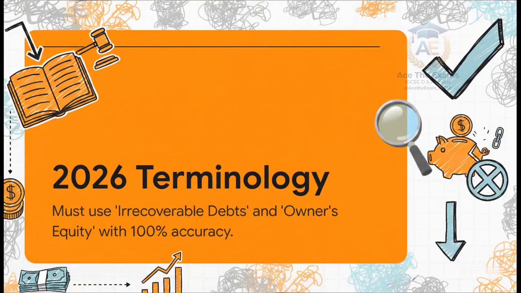Let's lay down the ground rules right off the bat. For the 2026 syllabus, Cambridge has completely transitioned to modern international terminology. That means you have to use exact terms like irrecoverable debts and owner's equity with absolute 100% accuracy. It's a non-negotiable mandate now. Honestly, using the old, outdated terms is just going to heavily cost you marks, and we definitely don't want that.